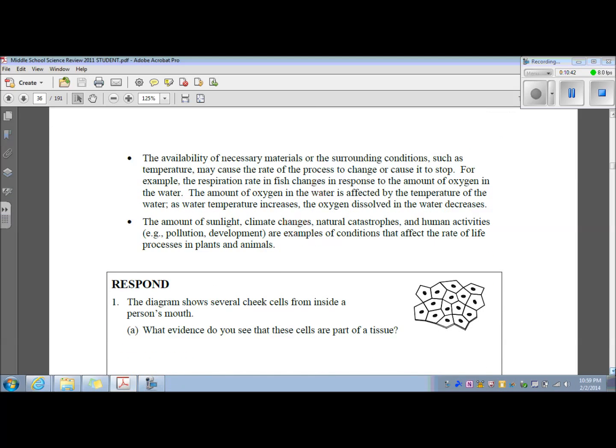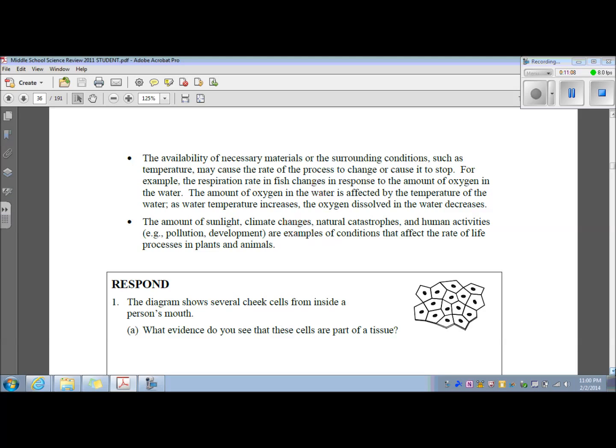The availability of necessary materials or the surrounding conditions, such as temperature, may cause the rate of the process to change or cause it to stop. For example, the respiration rate in fish changes in response to the amount of oxygen in the water. The amount of oxygen in the water is affected by the temperature of the water. As the water temperature increases, the oxygen dissolved in the water decreases.